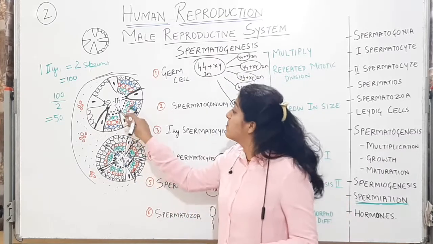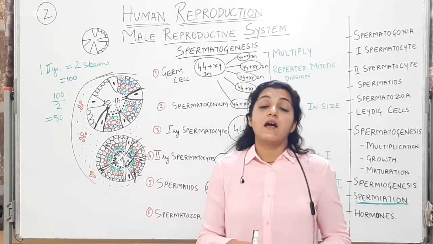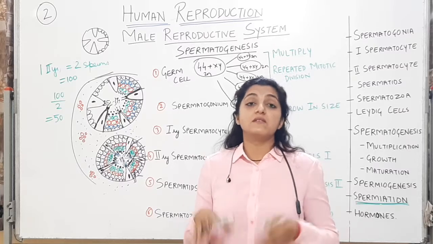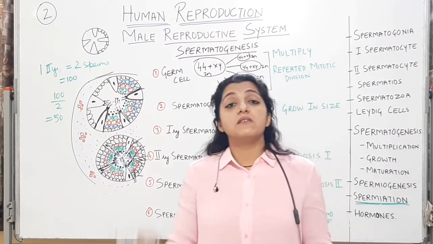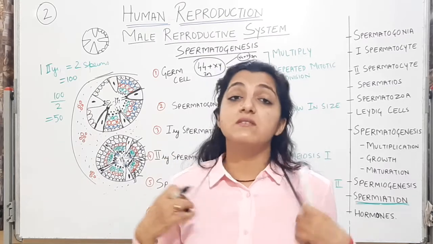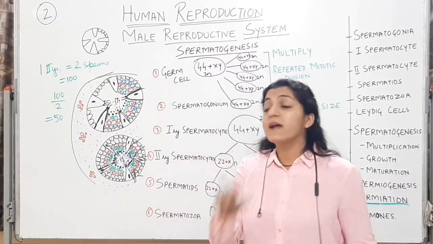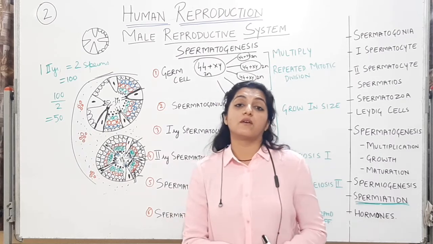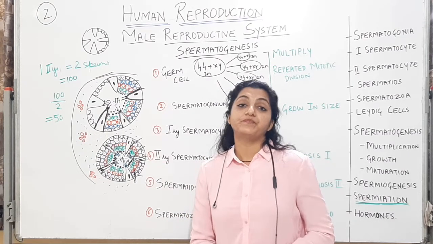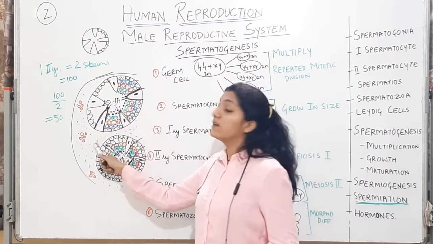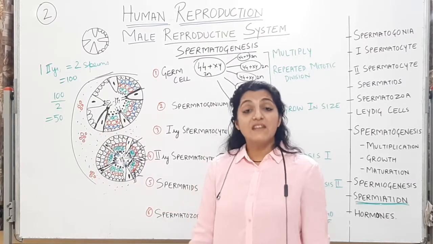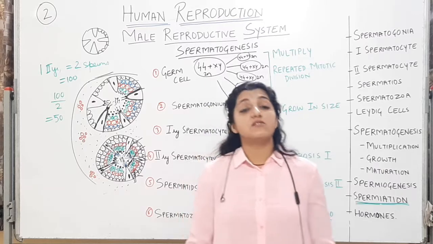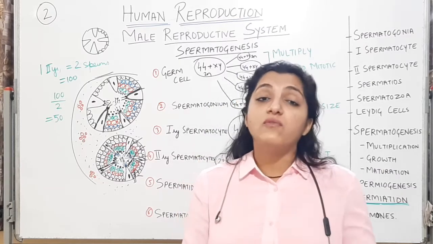How many seminiferous tubules are there in one testis? If there are 200 to 360 compartments, and each compartment has 1 to 3 seminiferous tubules, then multiply and see how many seminiferous tubules there are in one testis. We've done this. Okay, so inside these, spermatogenesis, the production of sperm, is happening. Therefore, seminiferous tubules are called the structural and functional unit of the testes.